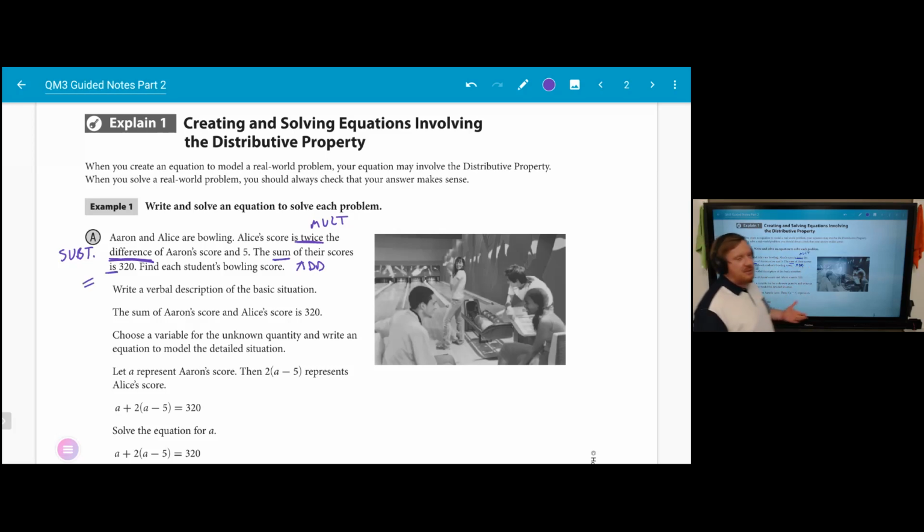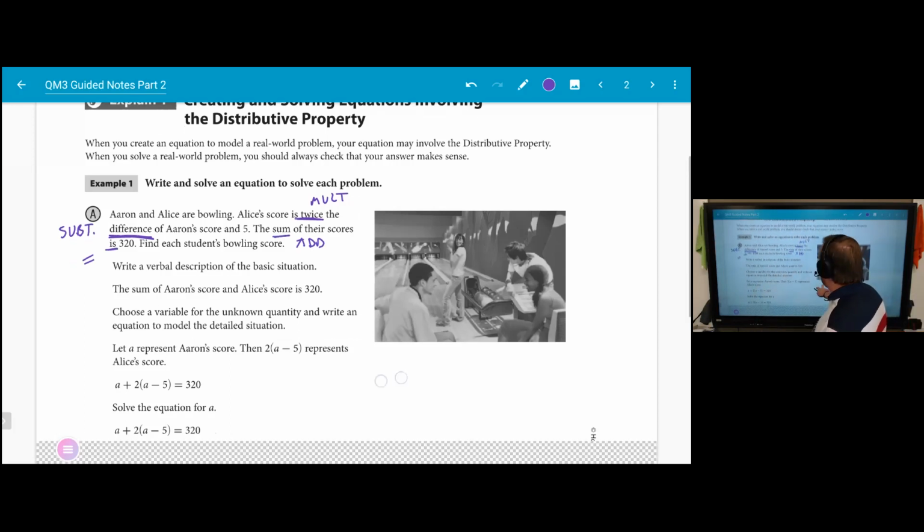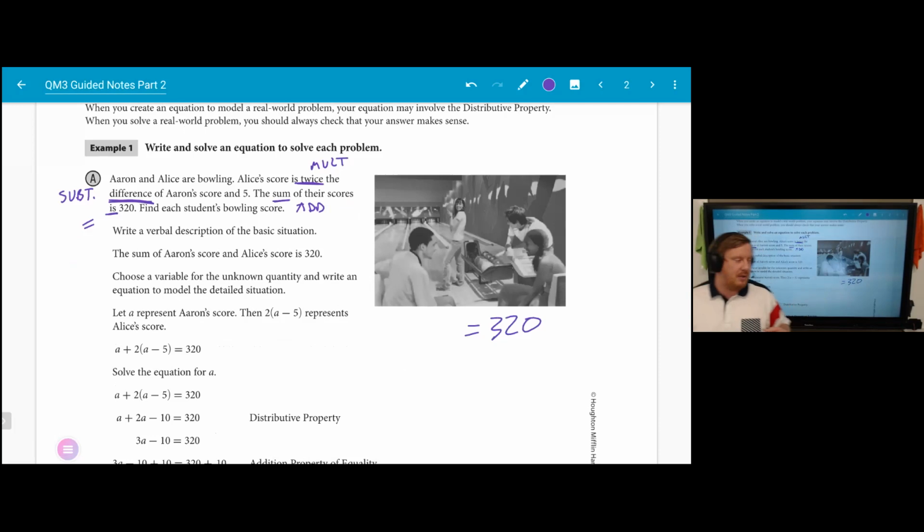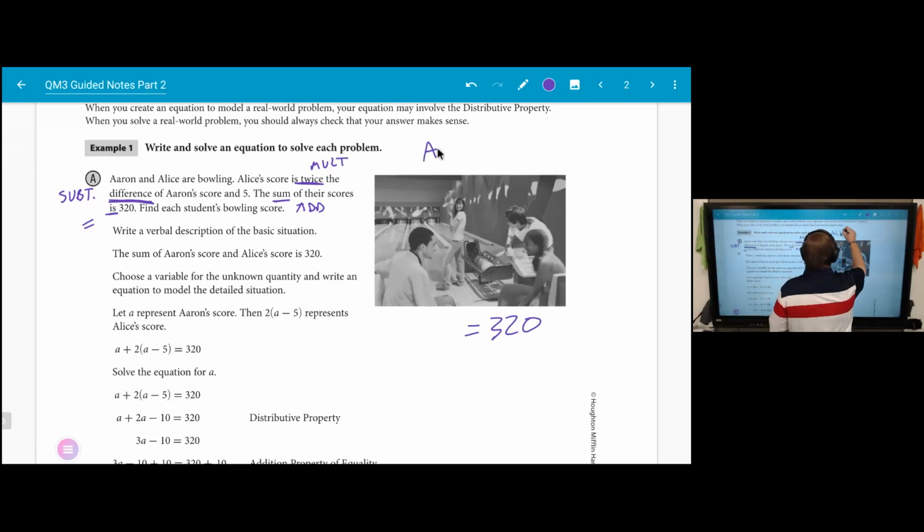Find each student's bowling score. So let's take this one part at a time, right? We know if we add Aaron's and Alice's score, we get 320. So what I'm going to do is, this is all here. That's fantastic. We know equals 320. We got 2 people with bowling scores. We've got Alice and we've got Aaron.